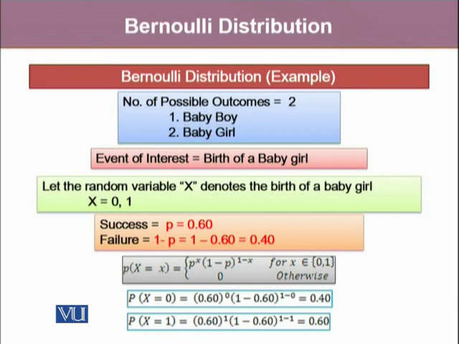Then probability of X equals 0 will denote that there is no baby girl born. This probability can be obtained by using the probability mass function of the Bernoulli distribution, and the result turned out to be 0.40. Whereas the probability X equals 1 will help us to find out the probability that one baby girl is born. And the probability for achieving this success is 0.60.